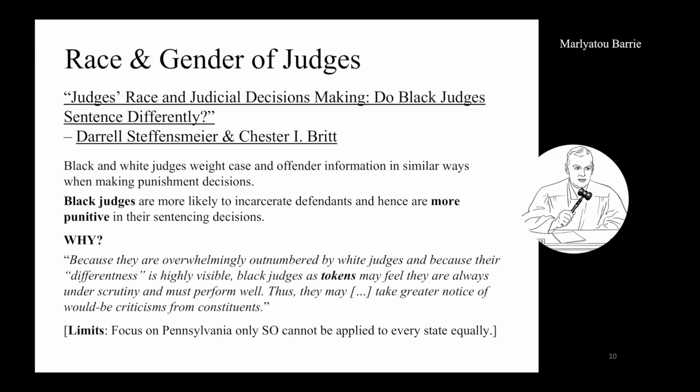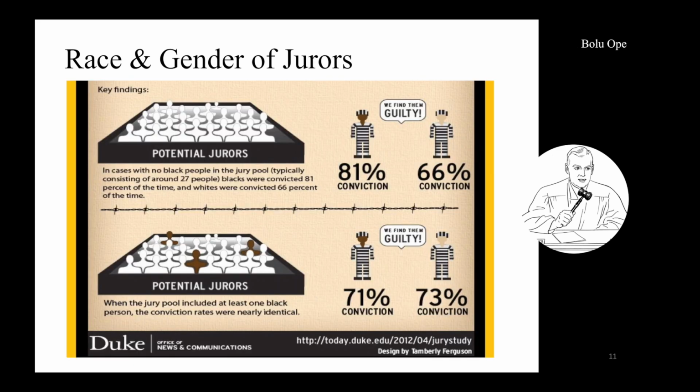Because they are overwhelmingly outnumbered by white judges, and because their differentness is highly visible, black judges as tokens may feel they are always under scrutiny and must perform well. Thus, they may put in extra effort and take greater notice of would-be criticisms from constituents or courtroom actors about the consequences of their sentencing decisions. They also may be particularly aware and concerned about the social and personal costs of serious crimes and drug-related crimes, especially within black communities.